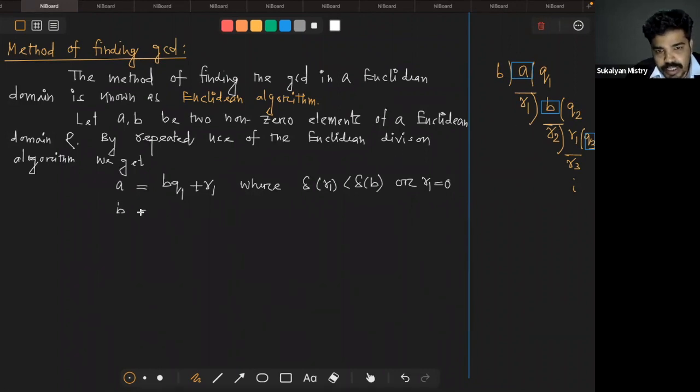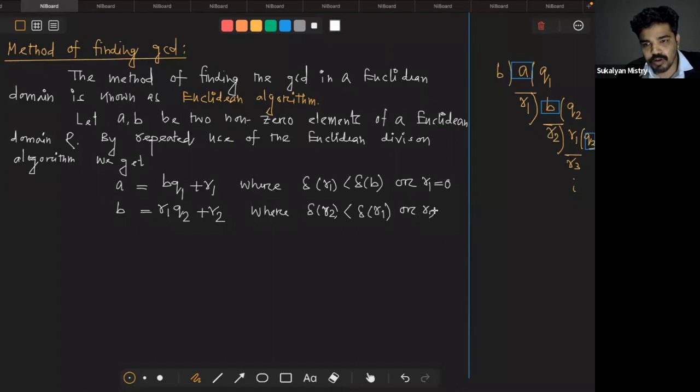So B is equal to R1 Q2 plus R2, where delta R2 which is less than delta R1 or R2 is equal to 0. যদি R2 0 হয়ে যায় তাহলে R1 টাই হবে GCD. R2 0 হয়ে গেলে কি হবে, R2 0 হয় তাহলে R1 টাই হবে GCD.